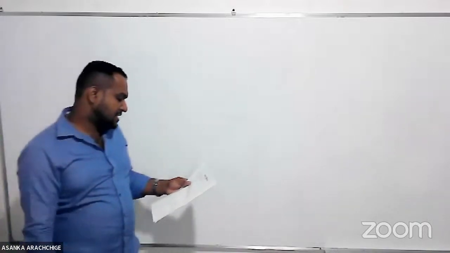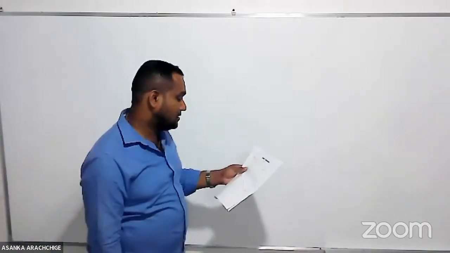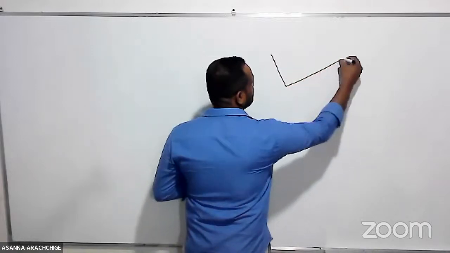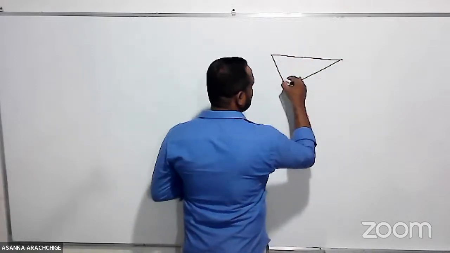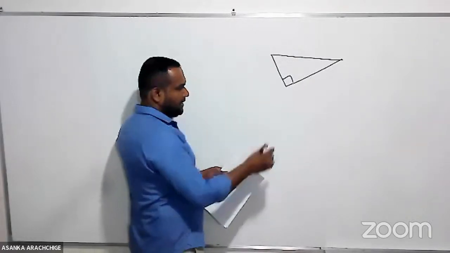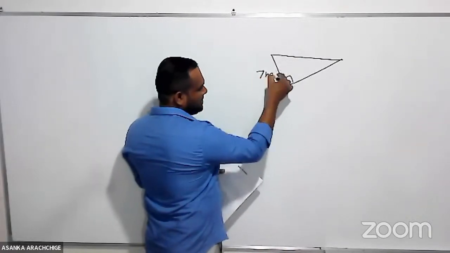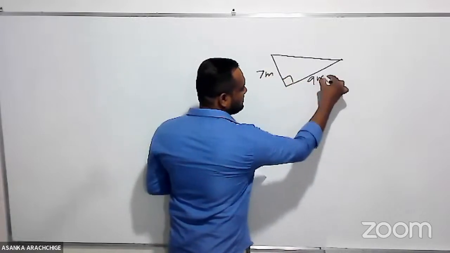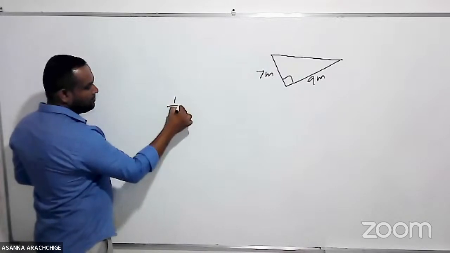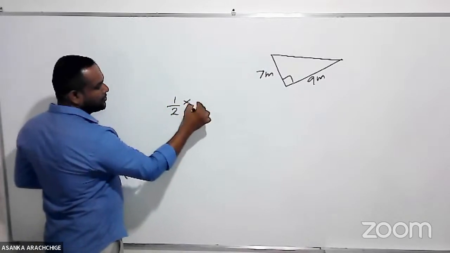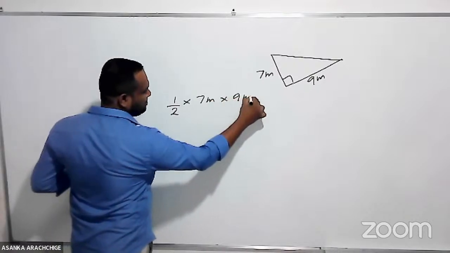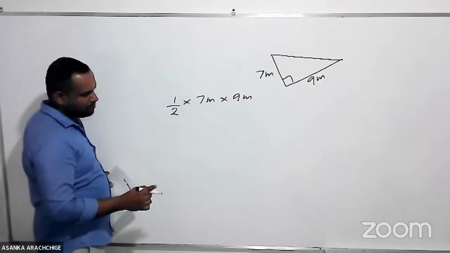Next one, that is also a right angle triangle. So, if you take this side as the base, this becomes the perpendicular height. Area half into base 7 meters into perpendicular height.